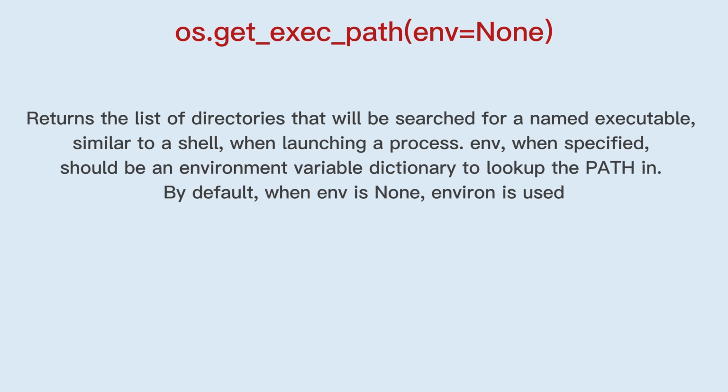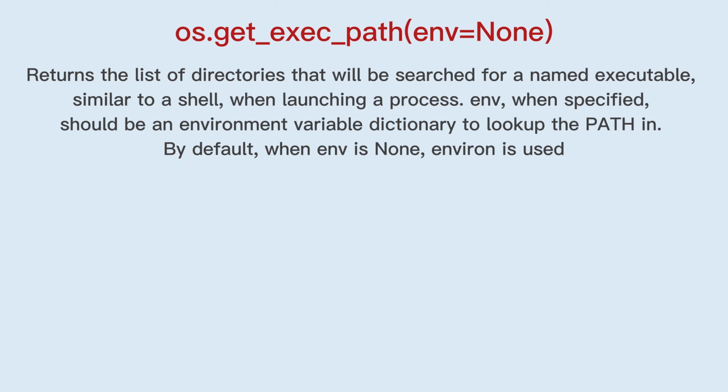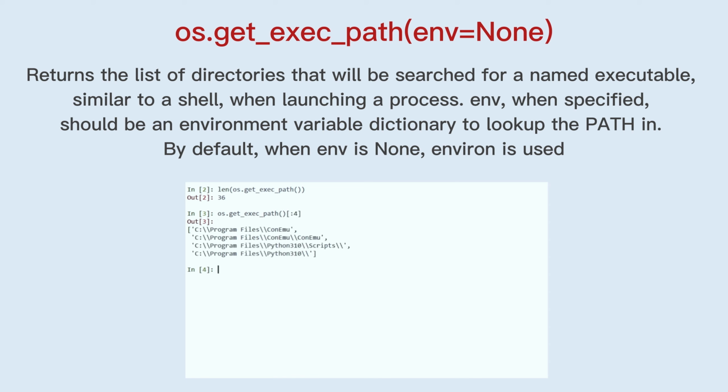os.get_exec_path: returns the list of directories that will be searched for a named executable, similar to a shell, when launching a process. env, when specified, should be an environment variable dictionary to look up the path in. By default, when env is None, environ is used.